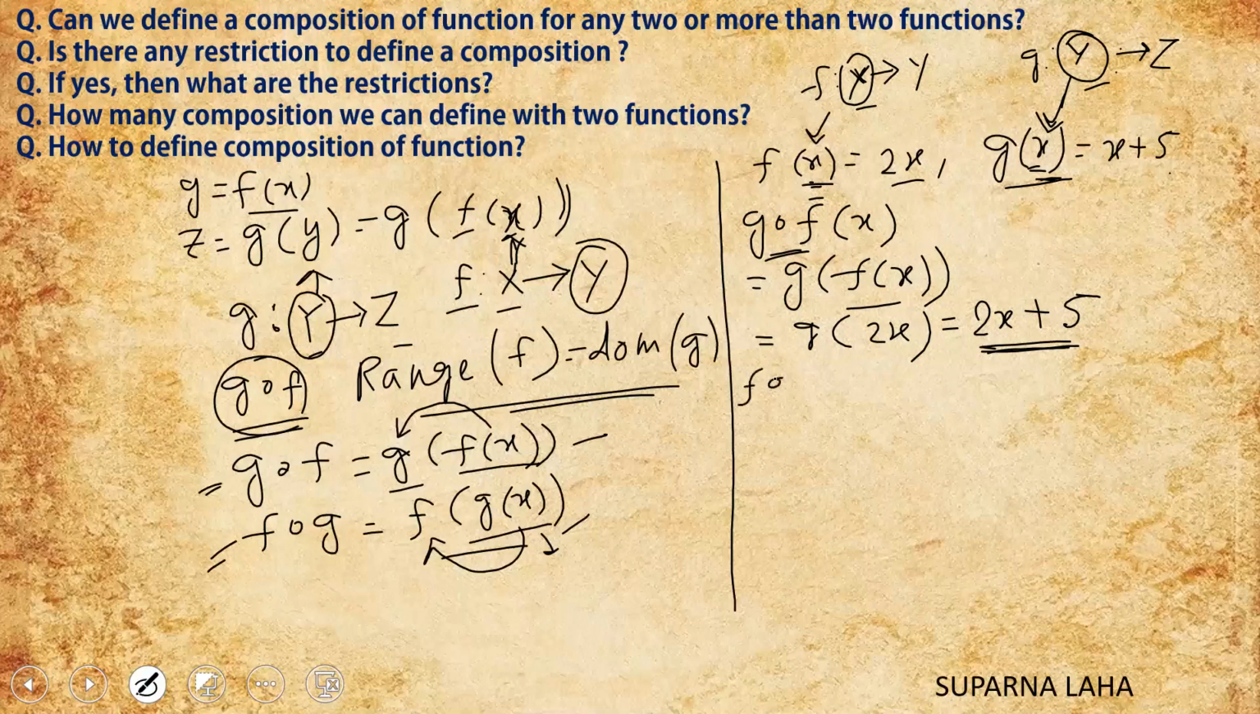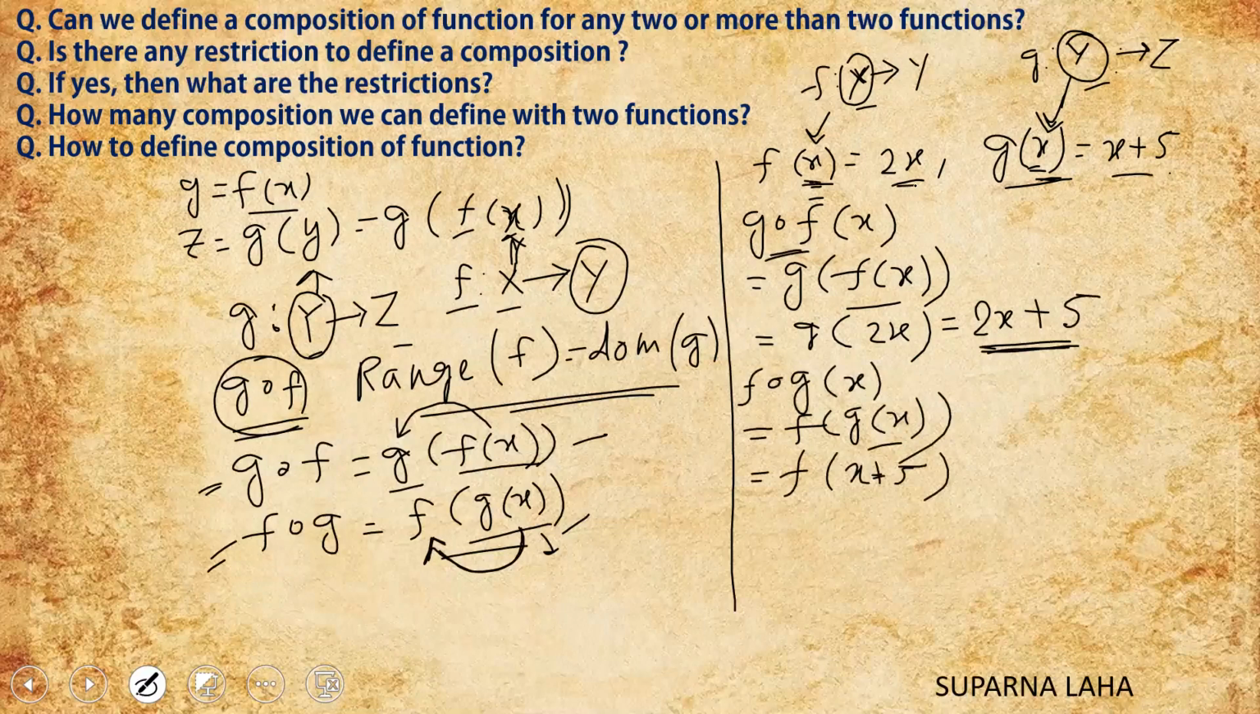Now what is f of g? That is f of g(x). So same process, I am moving from inside to outside. That is, what is g(x)? g(x) is x plus 5. So f of x plus 5. Now what is f(x)? That is 2 times the input. It is 2 times the input, here x plus 5. That means 2x plus 10.